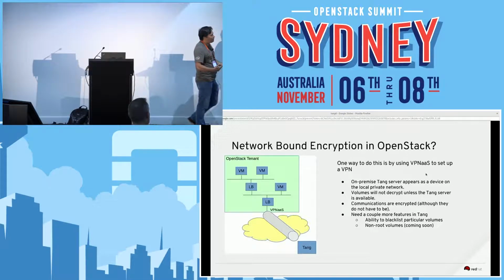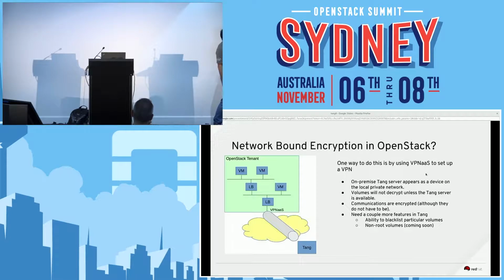Well, one way to do that is to use something like VPN as a service. So we're using VPN as a service in the diagram over here. You have a Tang service, which is on premises. It appears to be a local node to all of your VMs inside your tenant.